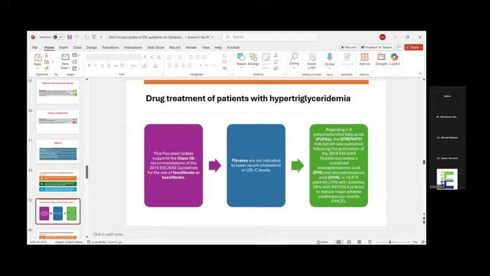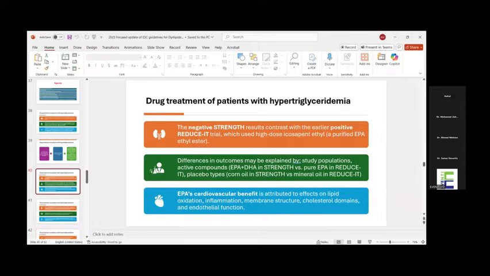These guidelines support a Class 2B recommendation, as in the 2019 ESC guidelines, for the use of fenofibrate or bezafibrate. Fibrates for sure are not indicated to lower the serum cholesterol or LDL levels. It is used to lower the triglyceride level. But the strongest recommendation for management of hypertriglyceridemia actually was given for the famous icosapent ethyl based on the REDUCE-IT trial.